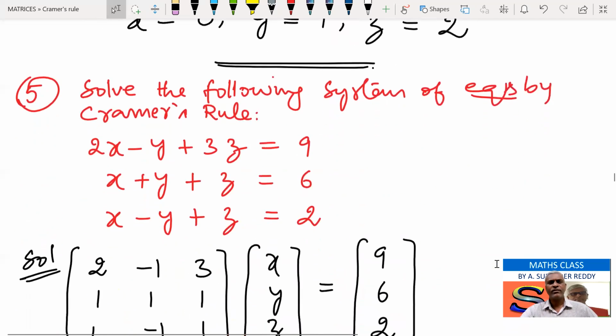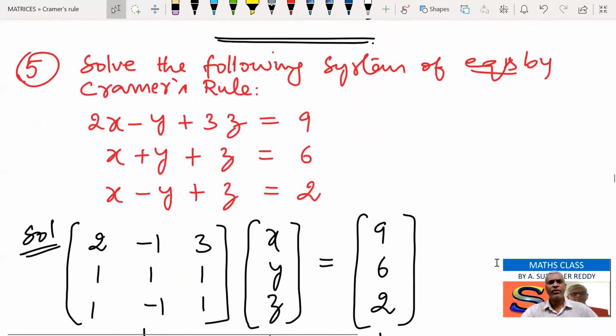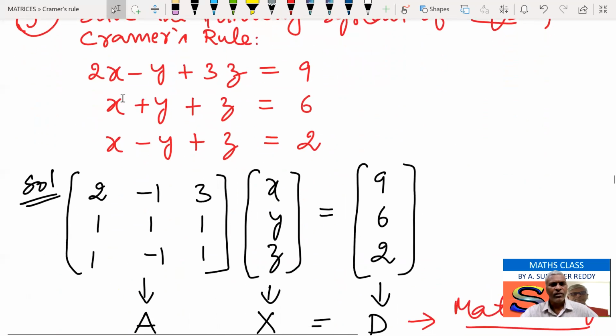Now let us take up one more problem from the exercise, fifth problem. Solve the following system of equations by Cramer's rule. 2x minus y plus 3z is equal to 9. X plus y plus z is equal to 6. X minus y plus z is equal to 2.